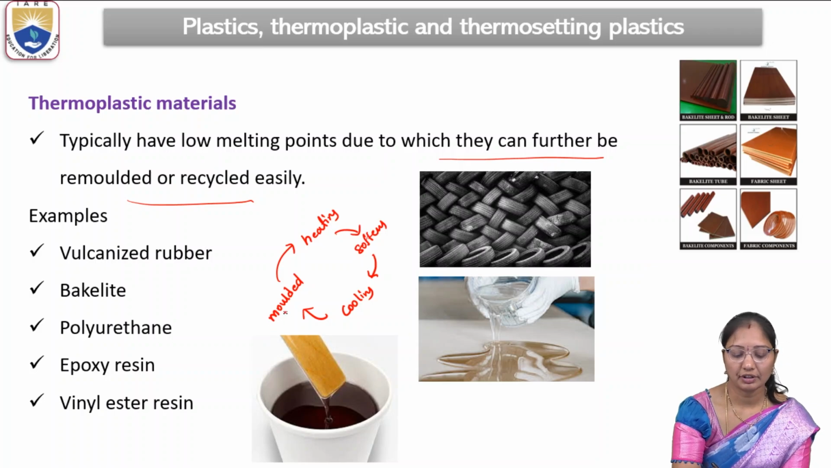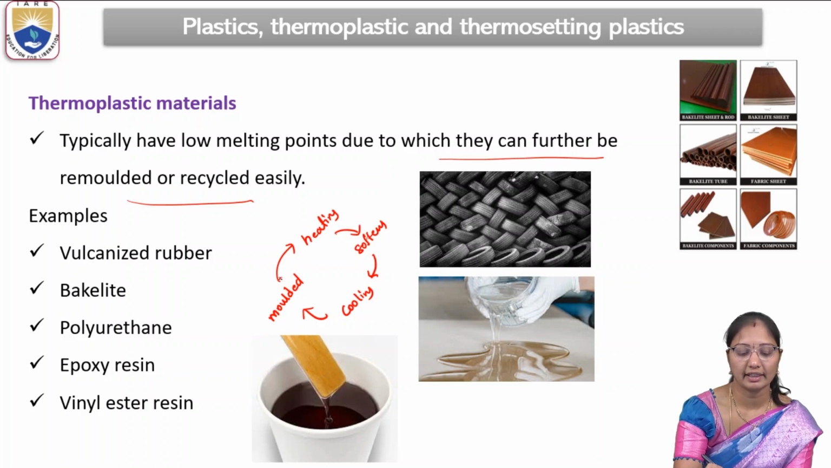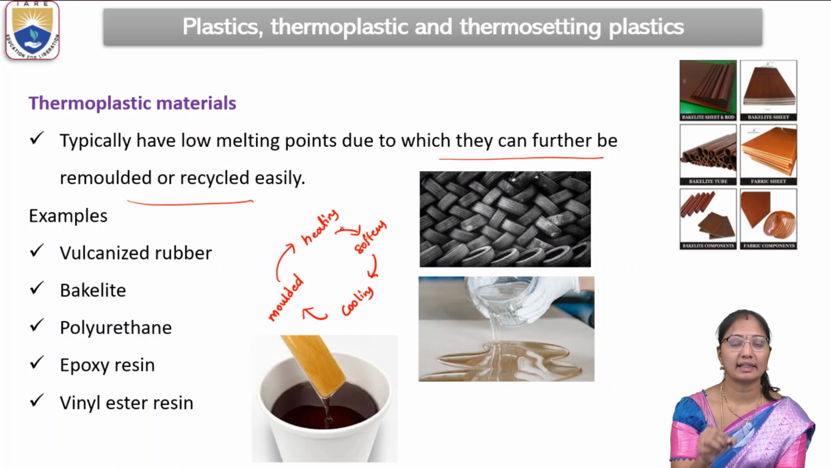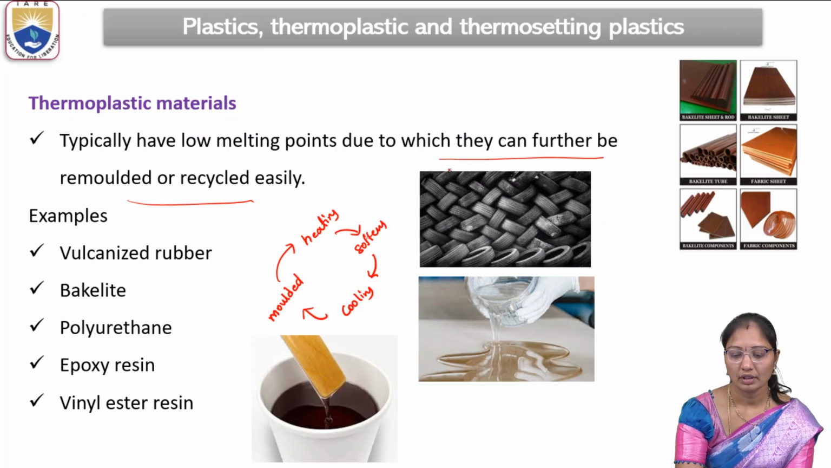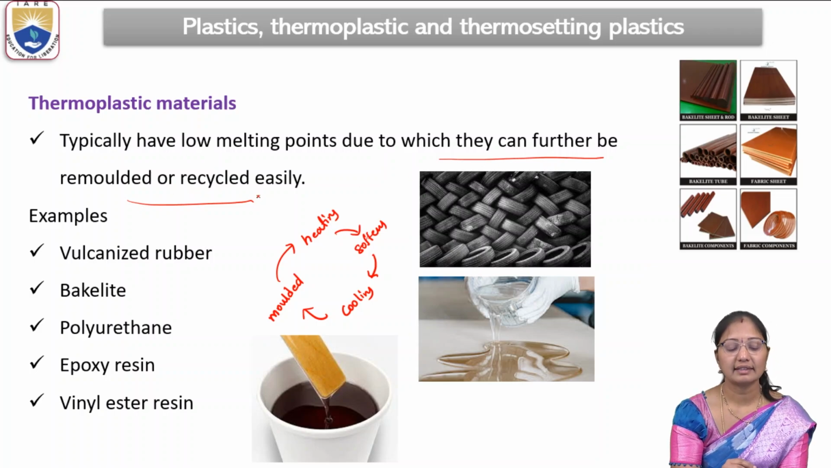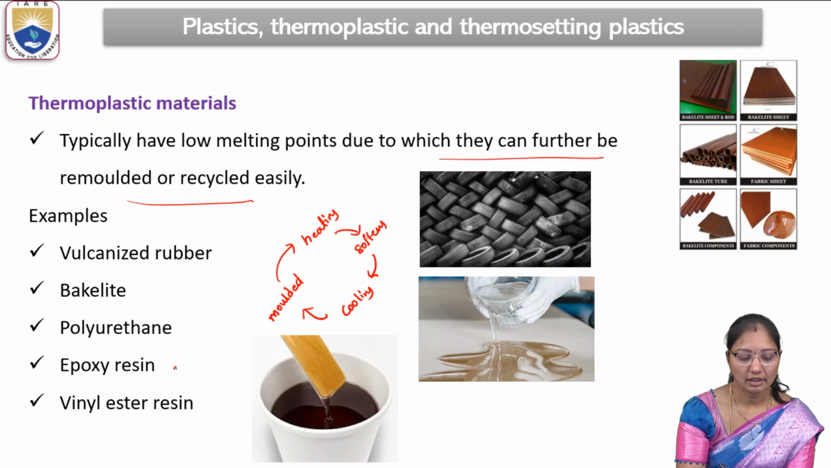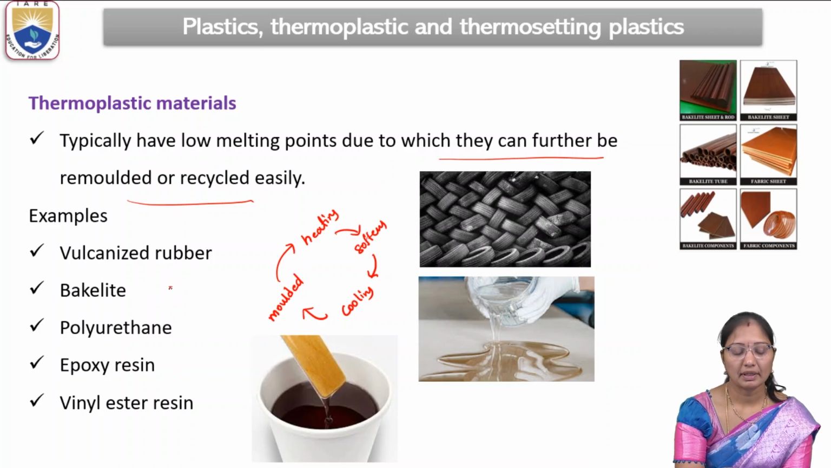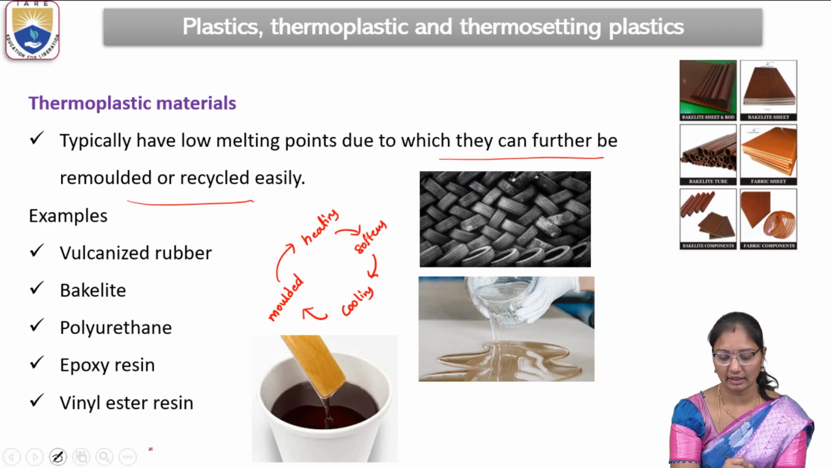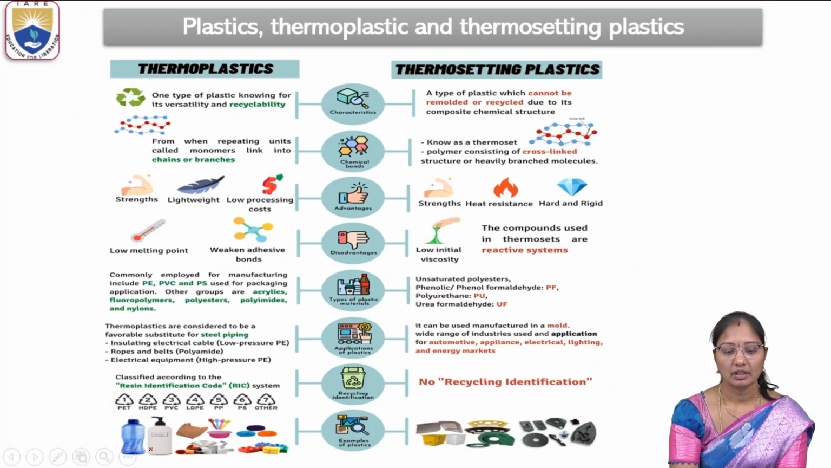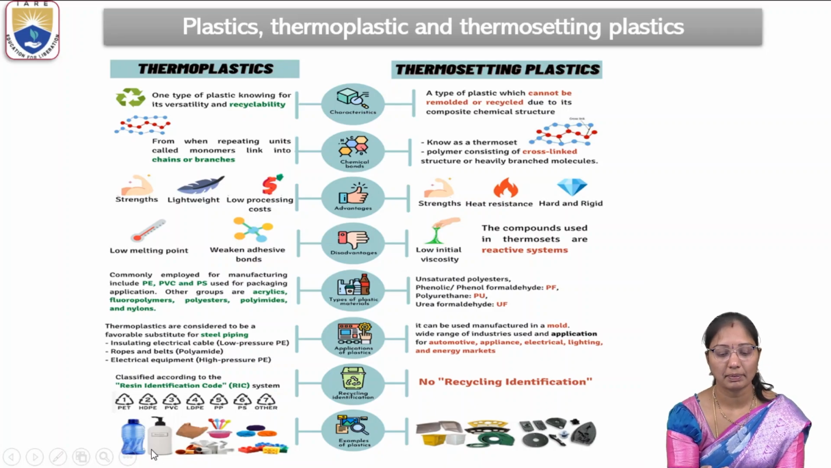If we don't want this compound once molded, again heating, again it softens, again cooling, again the process is like recycling. We can recycle these polymers. They can be recycled easily, like these rubbers, bakelite, polyurethane, epoxy resin, vinyl ester resins. So what is the difference between the thermoplastic and thermosetting plastics?